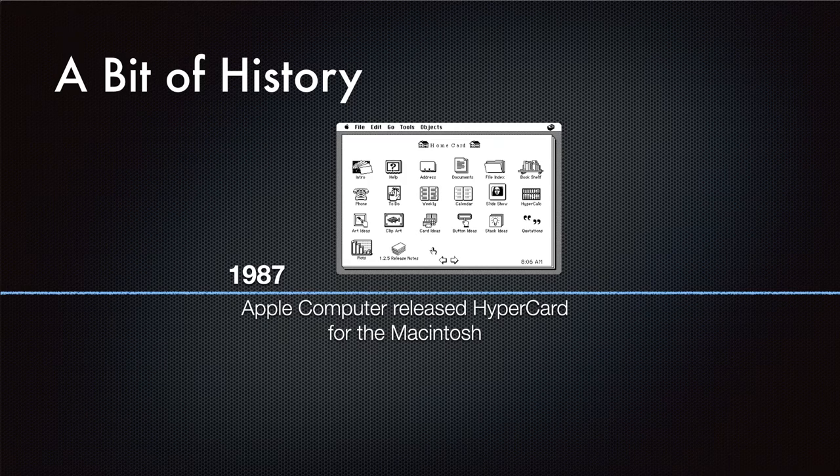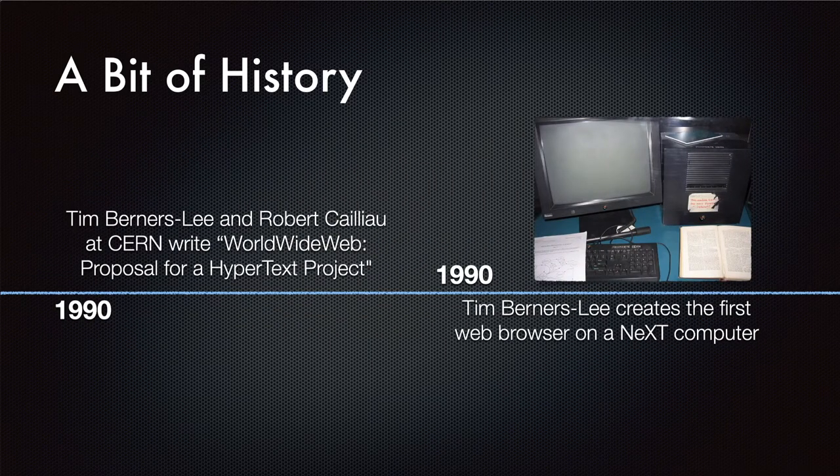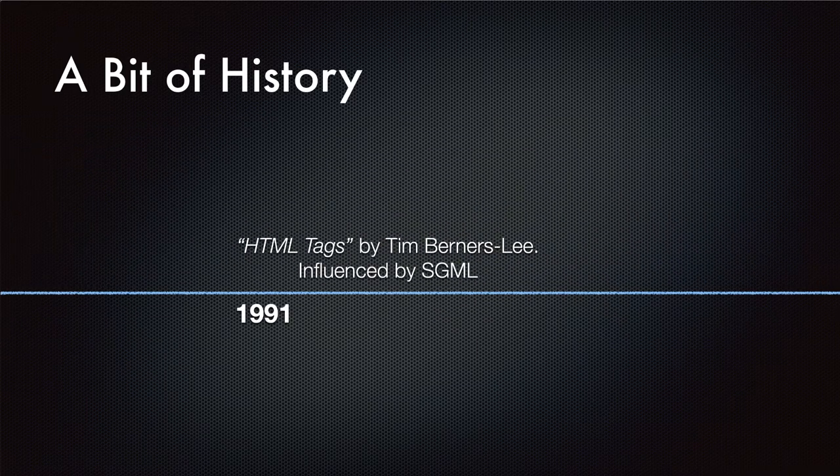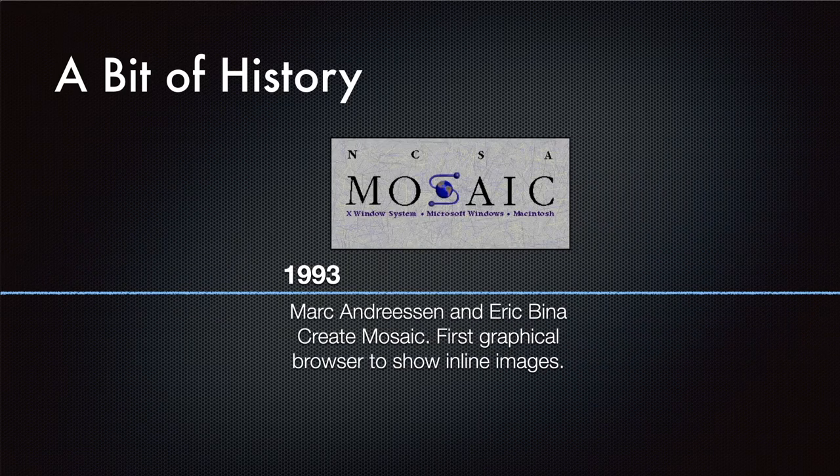And the idea of being able to look at a stack on somebody else's computer is pretty much where the web came from. So in 1990, Tim Berners-Lee starts working on the World Wide Web, and he writes this proposal at CERN, and later that year creates the first web browser. The next year, he's talking about HTML tags, so HTML is a thing. He definitely references the fact that this was heavily influenced by the SGML work.